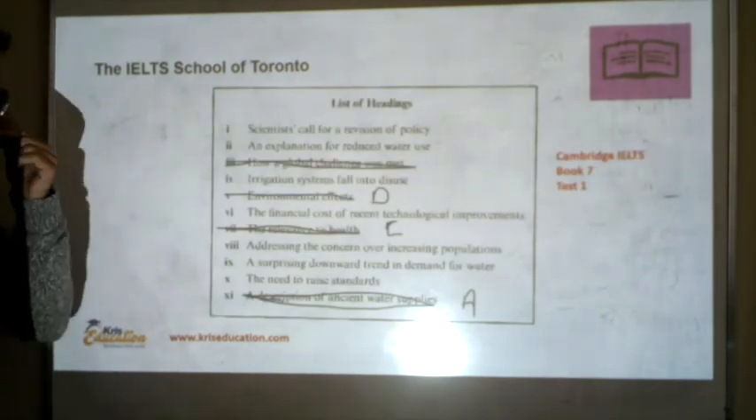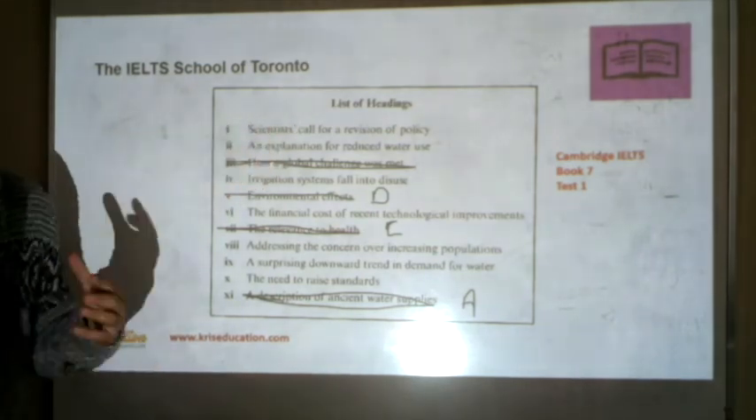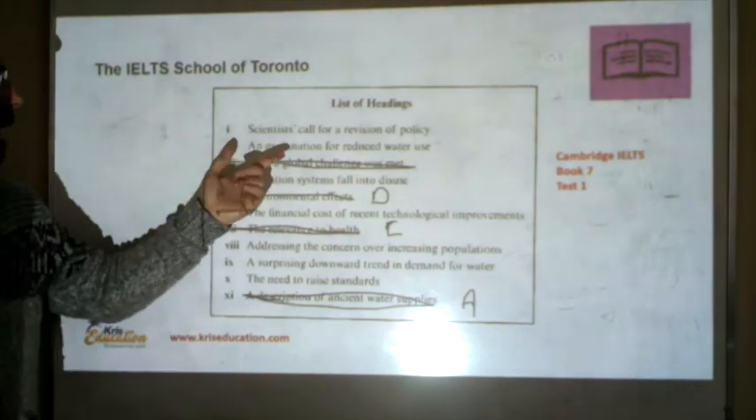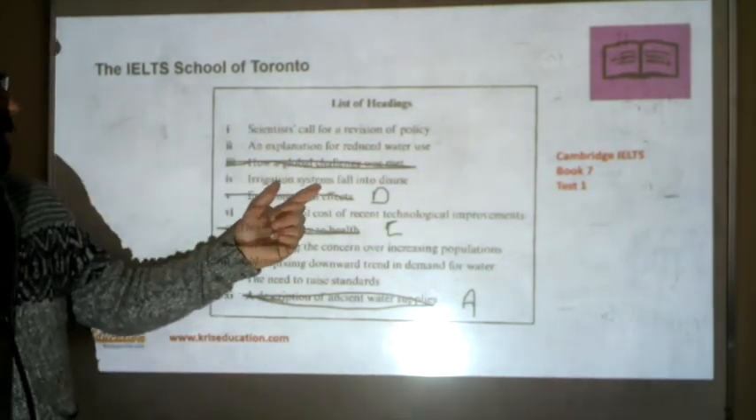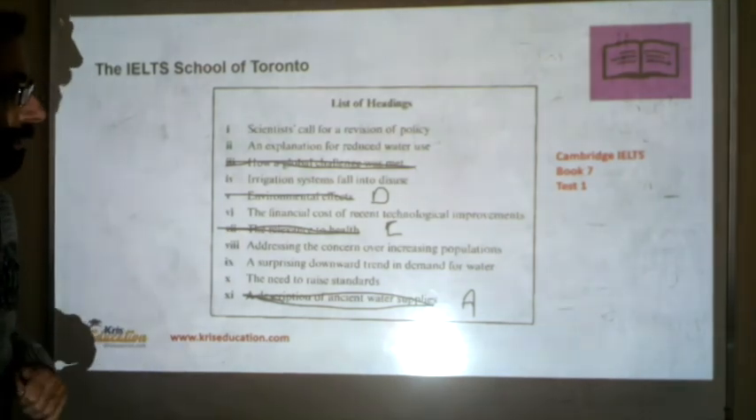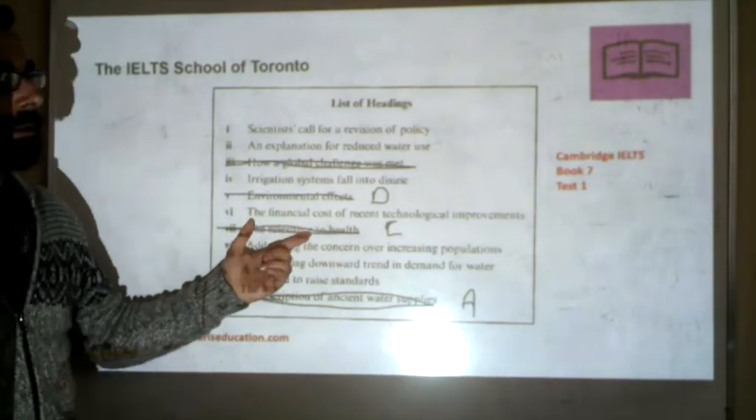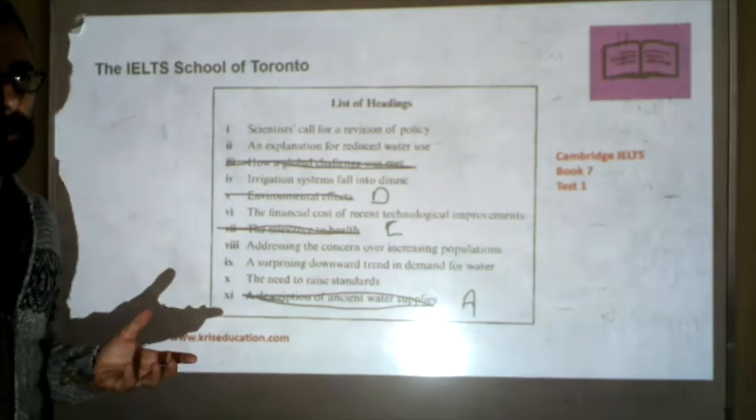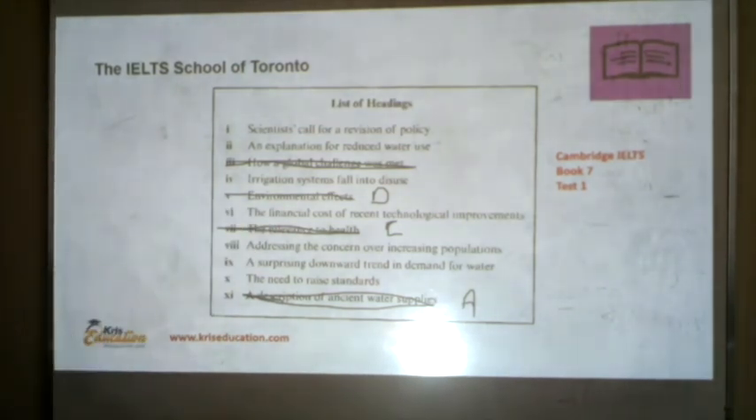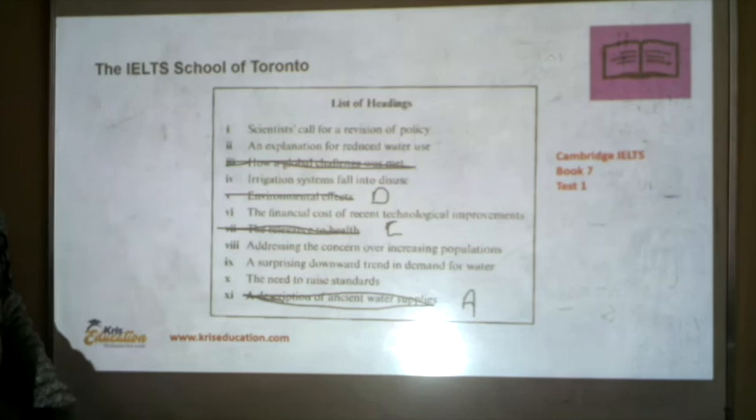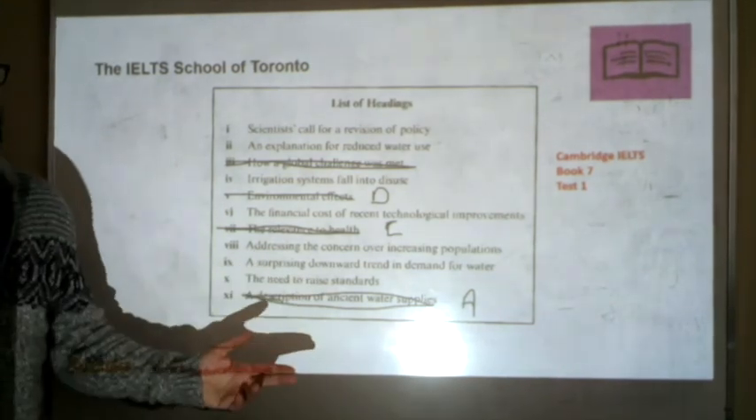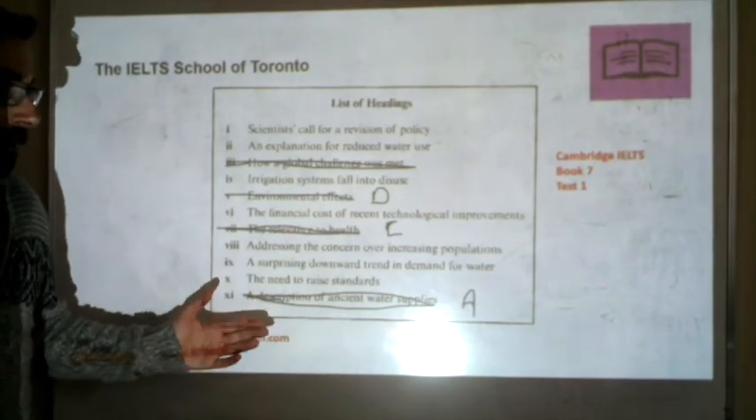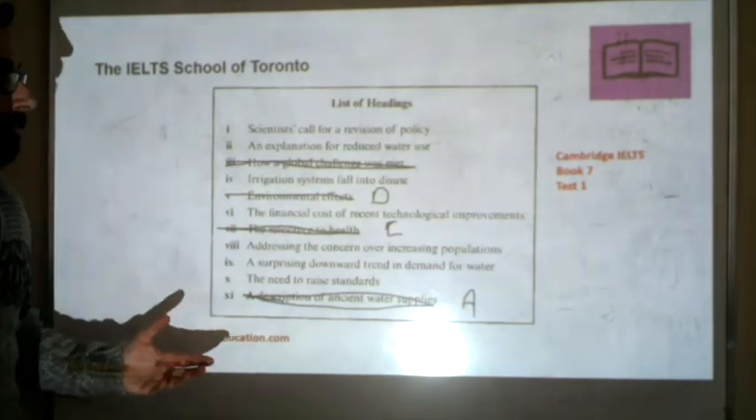Let's go back to headings. Does it talk about scientists? No, it talks about something that will be built. Explanation for reduced water use? We already did this one. Irrigation systems, it does not mention anything about irrigation system. Financial costs, not directly. There is no word which means financial cost. Addressing the concern of increasing population, it doesn't mention anything. A surprising downward trend, nothing. The need to raise standards, no, it only says that things will be built.